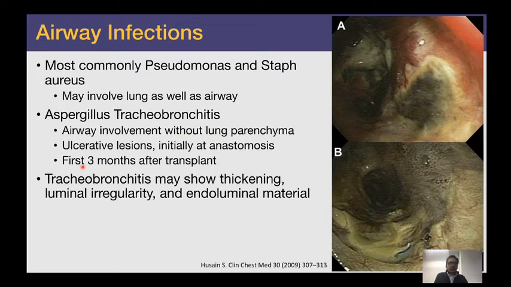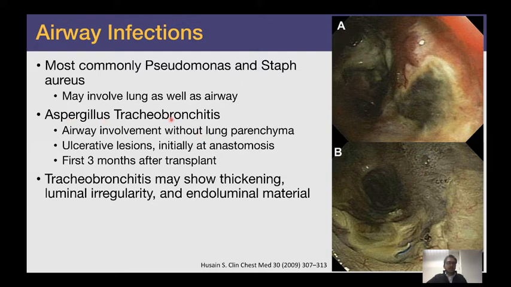So let's talk briefly about airway infections. Most of the time, airway infections are going to be from Pseudomonas and Staph aureus, and these infections may involve the lung as well. Of course, we are not able to diagnose what type of infection the airway has. Aspergillus tracheobronchitis is another bug that can infect the airways, but on imaging, it'll look identical to infection of other causes, and it'll look identical to ischemia. It'll look identical to necrosis.